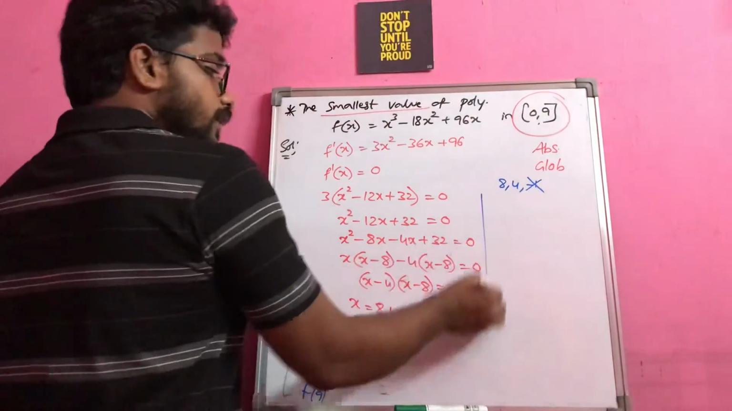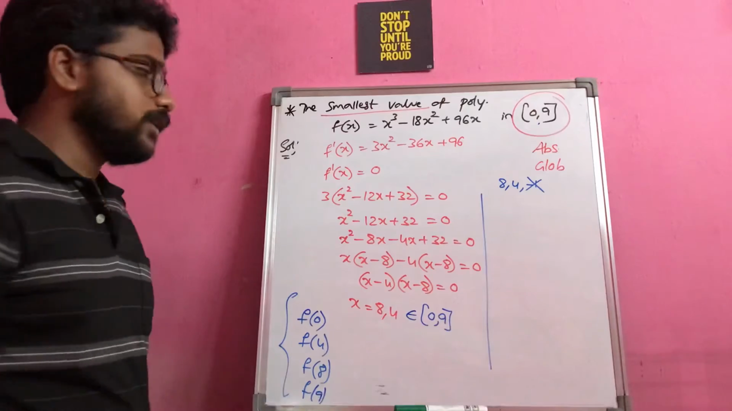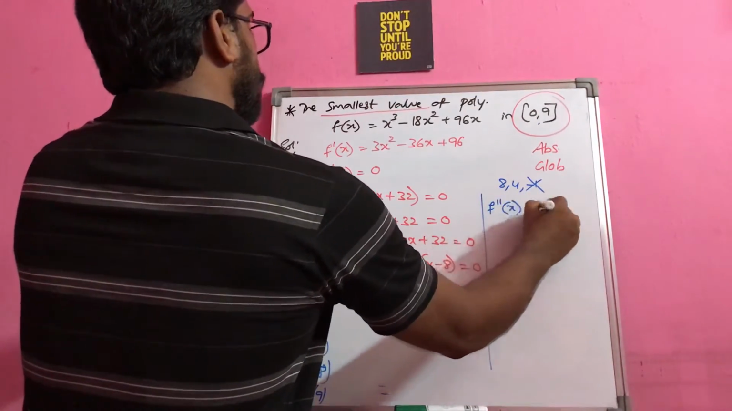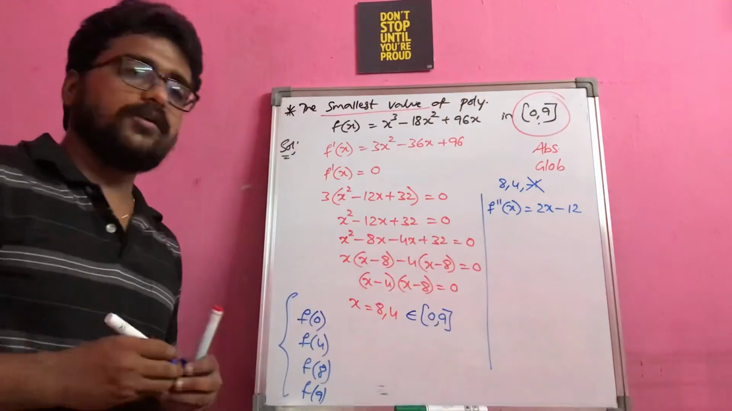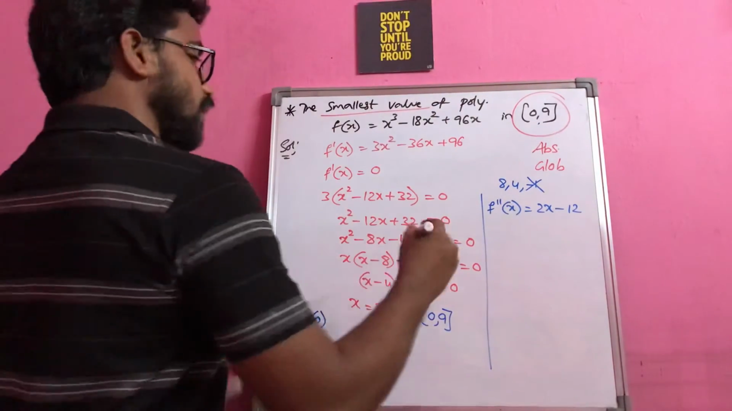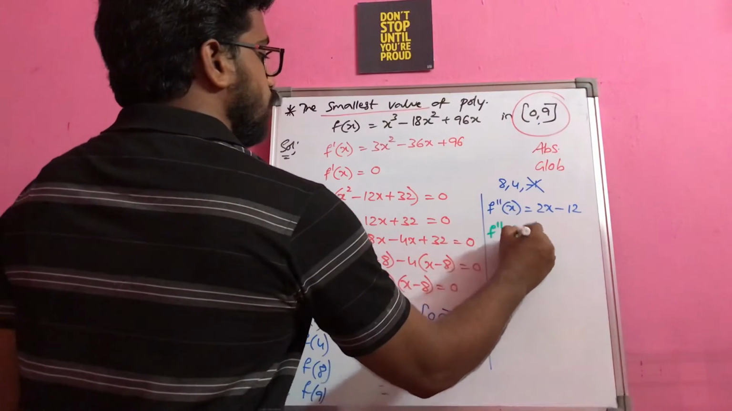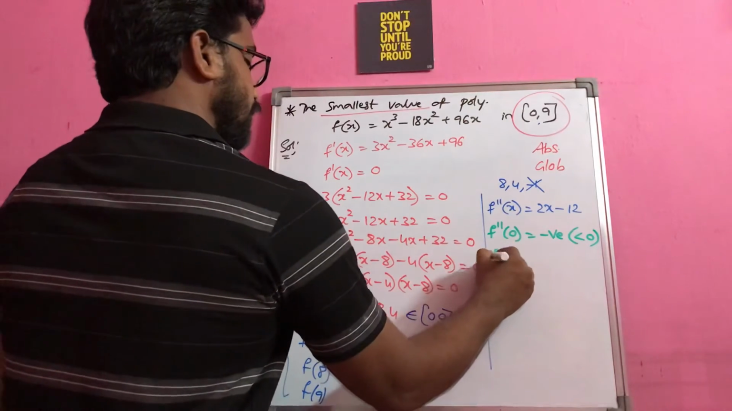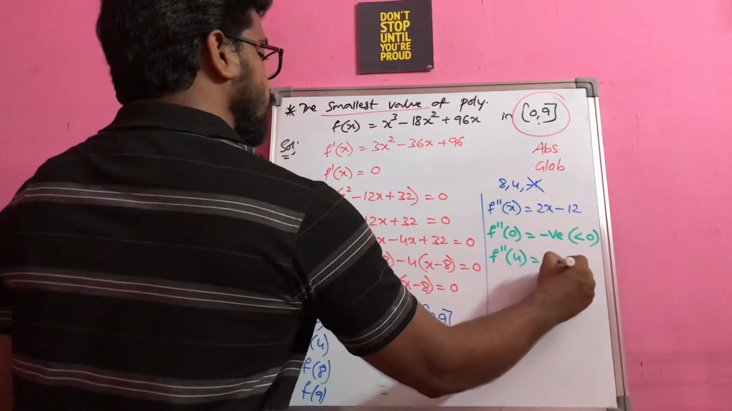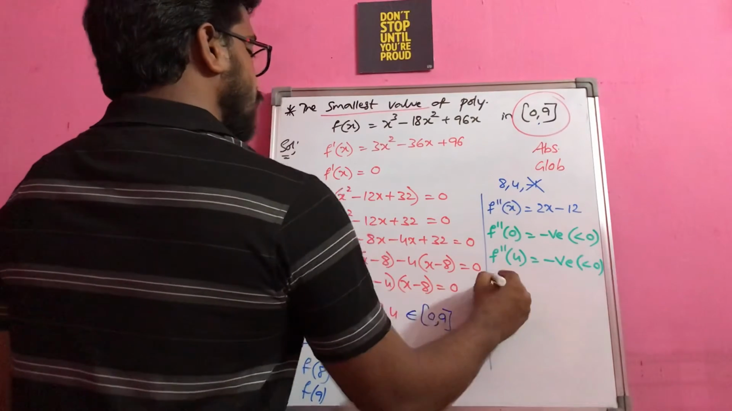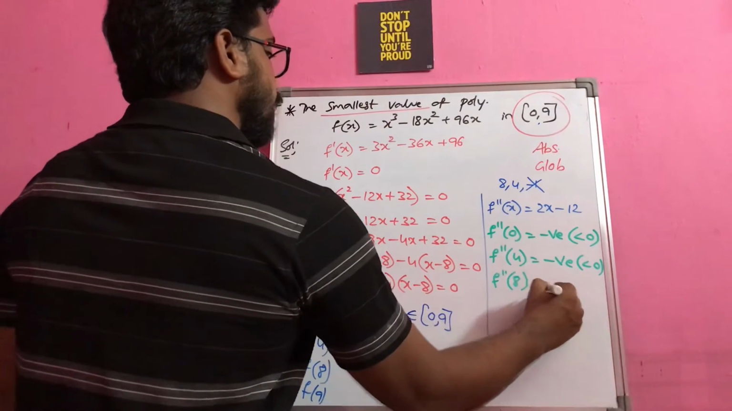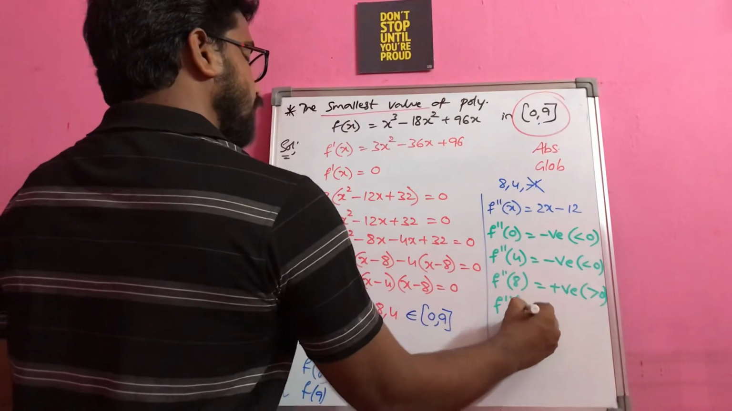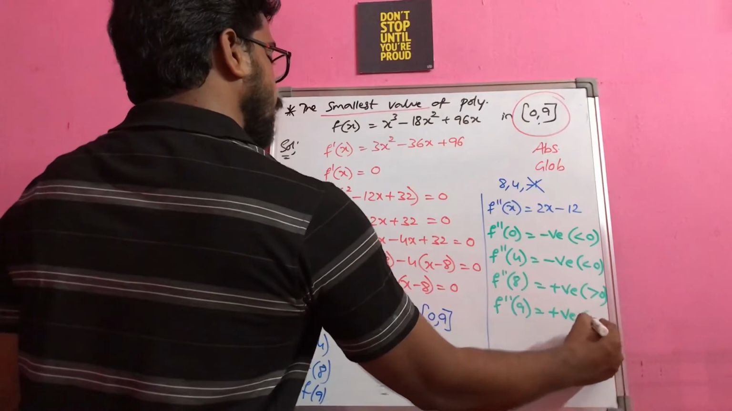Otherwise, as we already learned before, find f double dash of x. If I find f double dash of x here, I will be getting 2x minus 12. Now I will check with 0. F double dash of 0, I am getting negative, minus 12, which is less than 0. F double dash of 4, still it is negative, less than 0. F double dash of 8 will be positive, greater than 0. F double dash of 9, still positive, greater than 0.